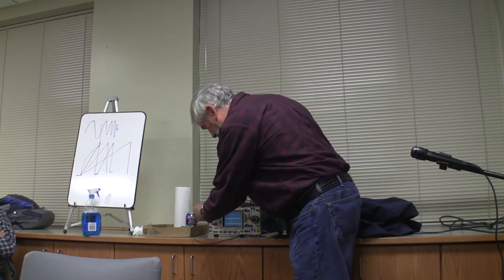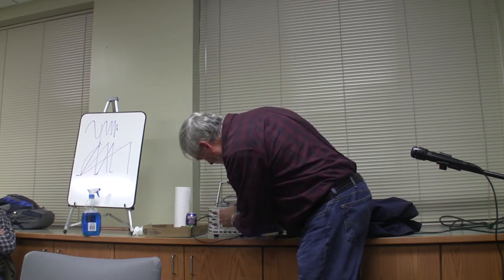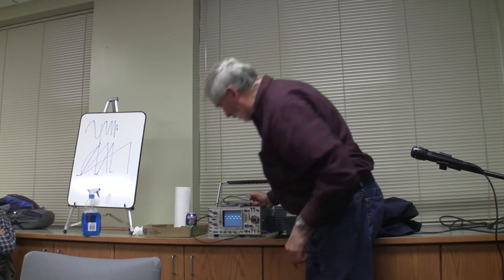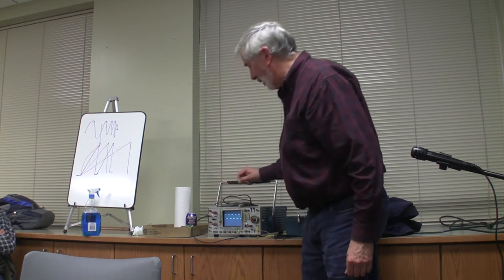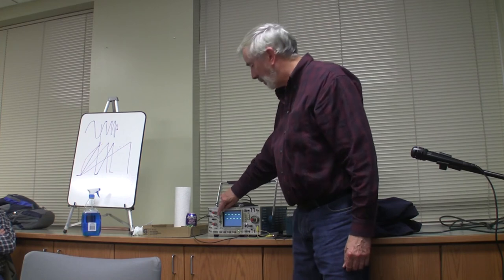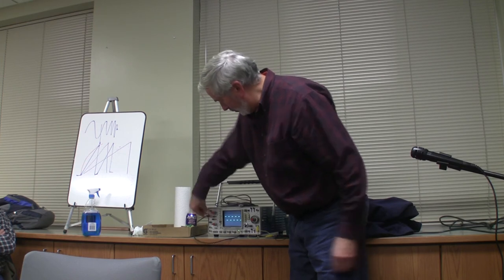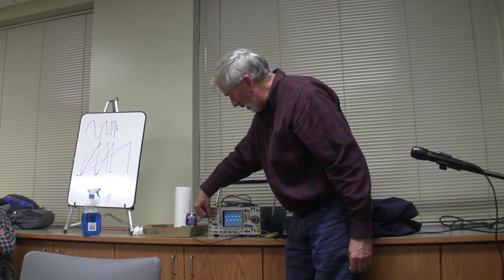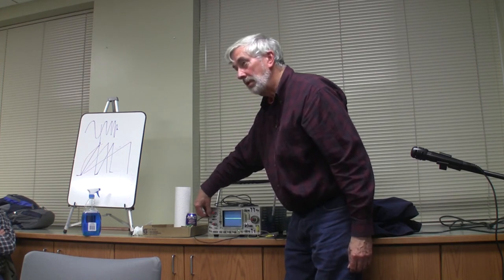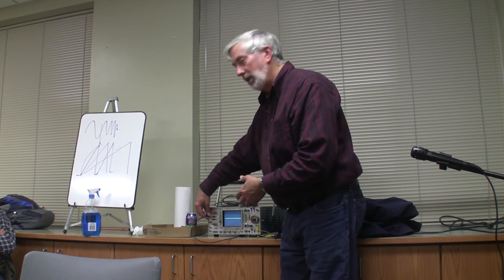Back to... Let's just do A. And let's get it 2 volts, two boxes high. This is DC coupled. This is AC coupled. There's our line. And AC coupling shows that it's going up a half volt and down a half volt. The average is zero because it's AC coupled.